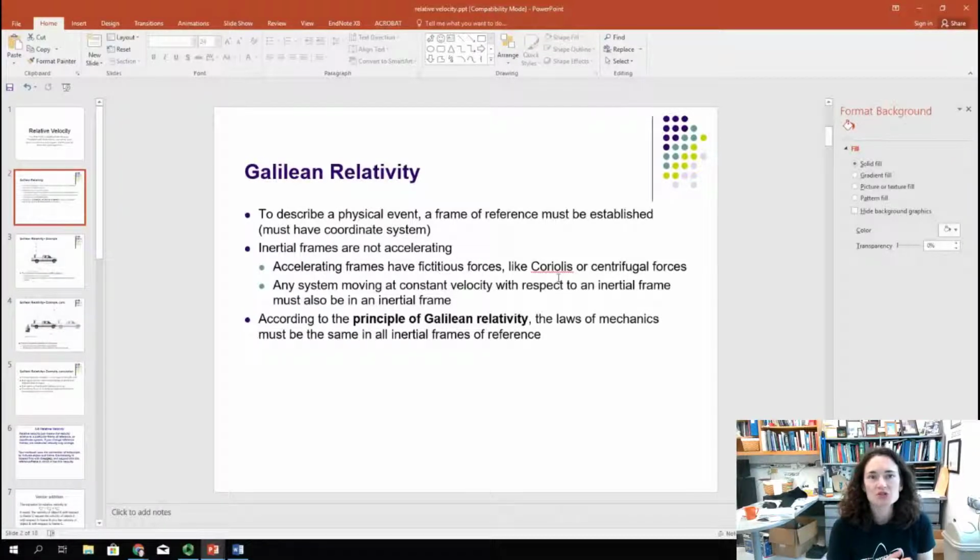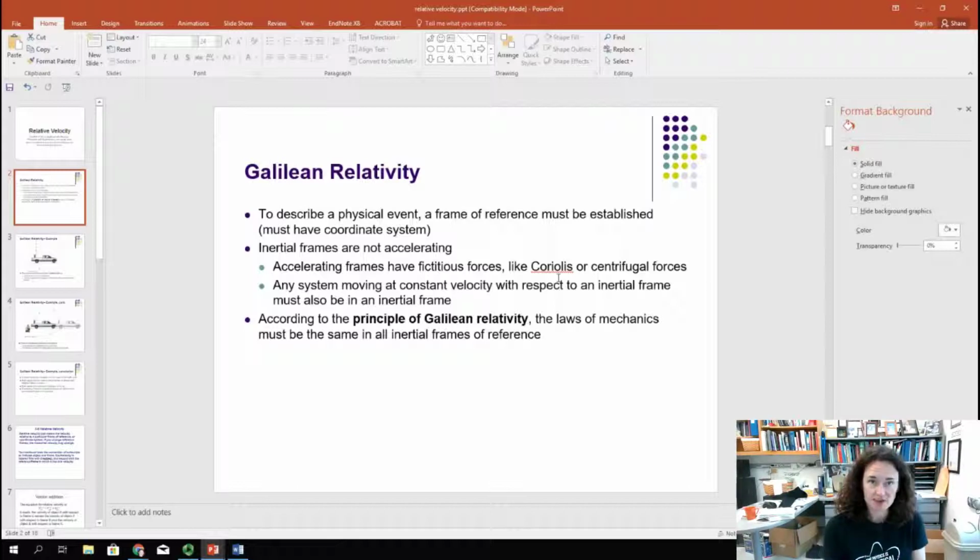So what we're talking about when we talk about relative velocity is we're referencing something called Galilean relativity. We're already familiar with Galileo from his work on kinematics, and he also described the idea of relativity. And this idea is that if a physical event occurs, you have to have a frame of reference or a coordinate system choice that you use to establish and lay out the basics of the problem. Okay? Now, the idea is that you need to choose a reference frame that's not accelerating.